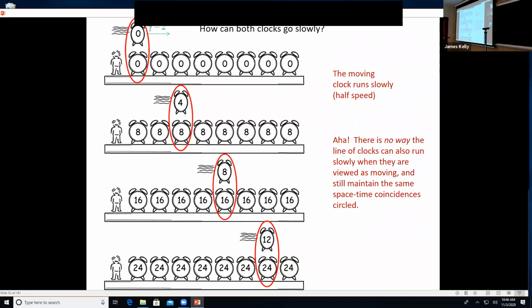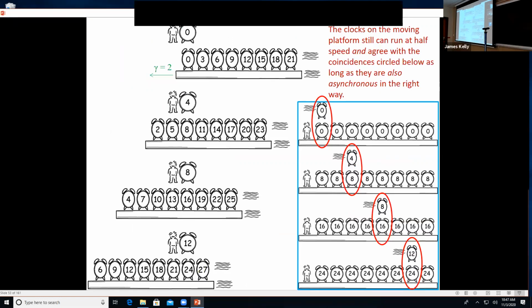Here's where you might get superficially confused and think of this as paradoxical. Aha, there's no way the line of clocks can also run slowly when they're viewed as moving and still maintain these coincidences. The upper clock reads 8 when the lower one reads 16. The upper clock reads 12 when the lower one reads 24. How is it that from the point of view of the flying clock, if we take its IRF point of view, it's going to see this one as going slowly, when these same coincidences have to happen in all IRFs? And the answer, of course, again, had to do with the relativity of simultaneity.